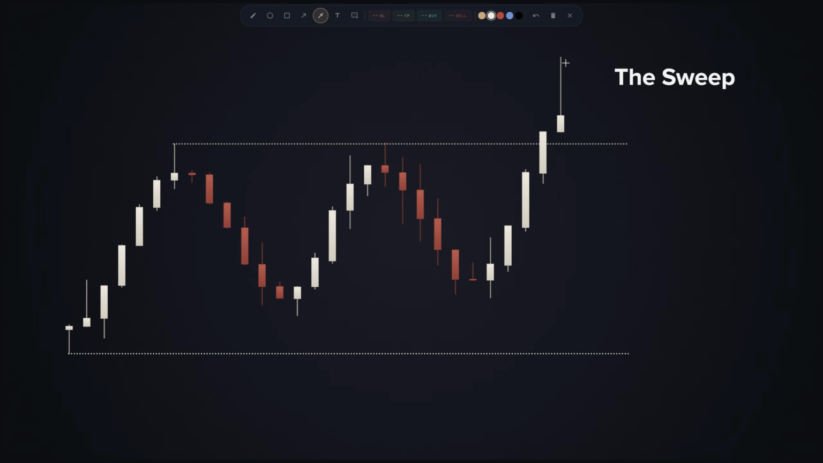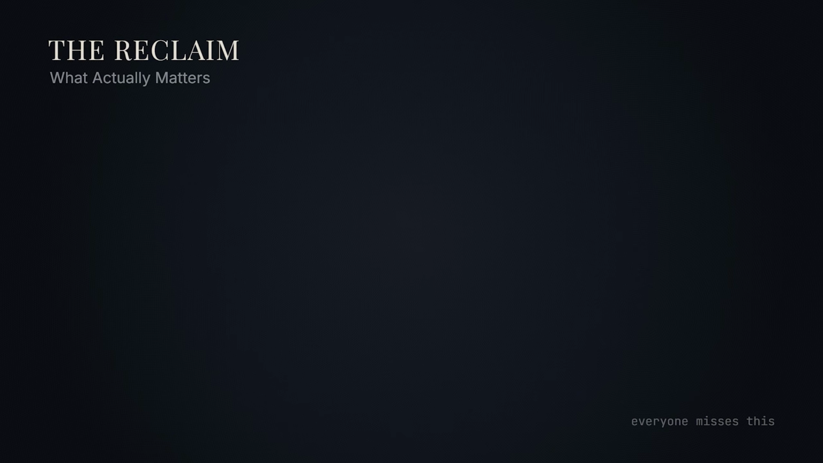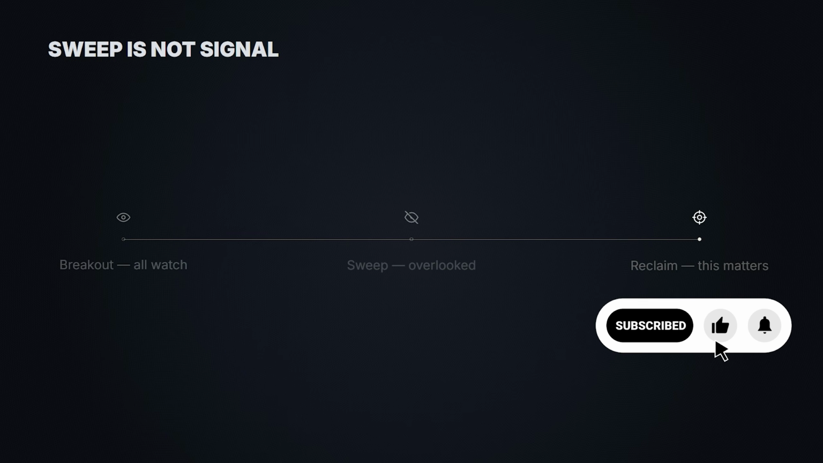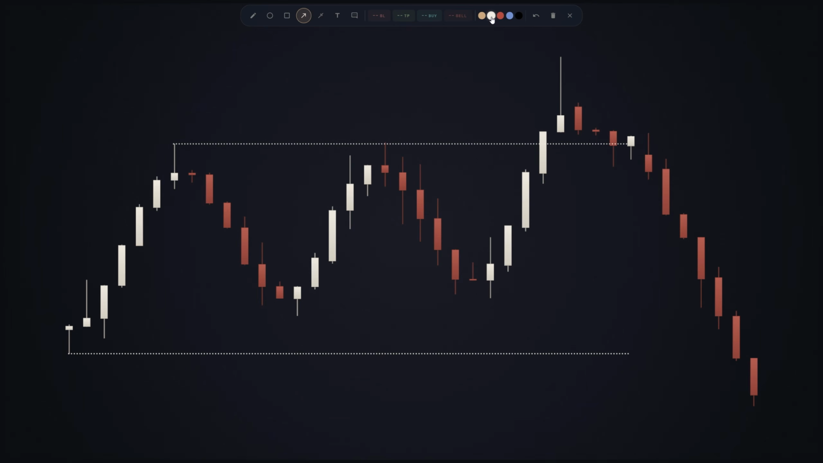That poke is the sweep, the moment when stop orders fire and new breakout traders pile in on the wrong side. But here's where everyone gets it backwards. The sweep is not your signal. Everyone watches the breakout. But few watch what happens next. And what happens next is the only thing that matters. The reclaim. Price has to close back inside the box.